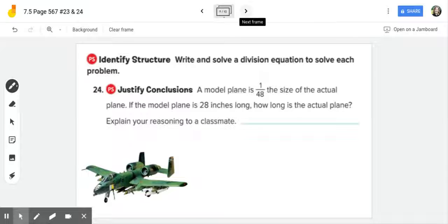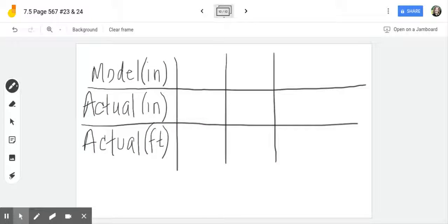But back to the problem, it says we've got a model of a plane that's 1/48th the size of the actual. The model plane is 28 inches long. How long is the actual plane? Okay, so in this case, I'm going to use a ratio table, and I want to show you how this can be useful to you as a way of representing this.